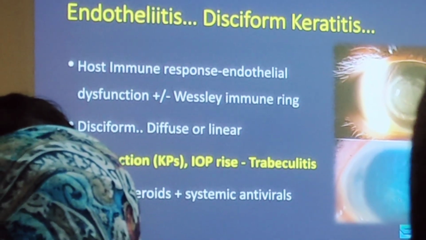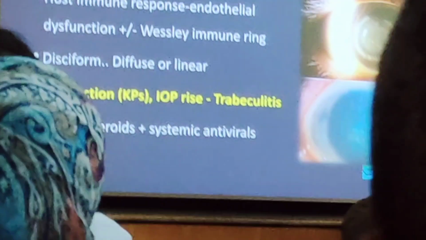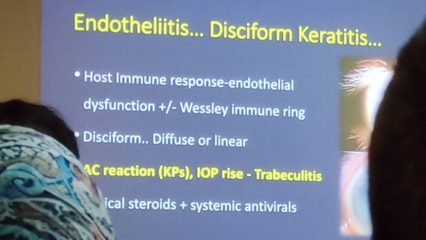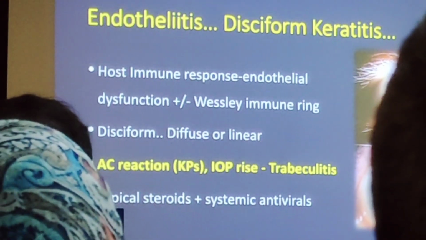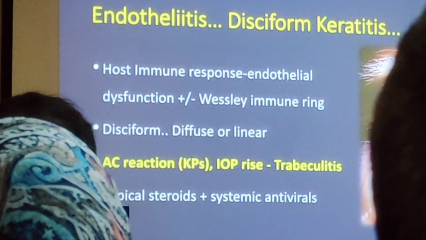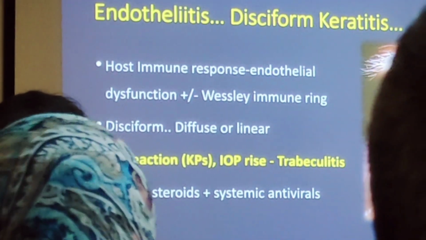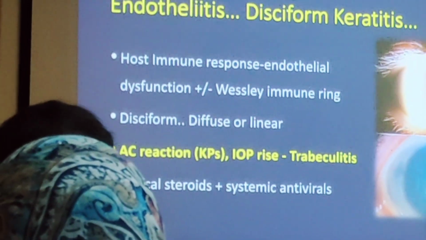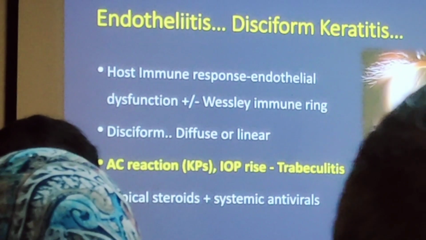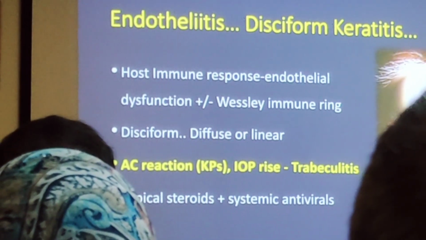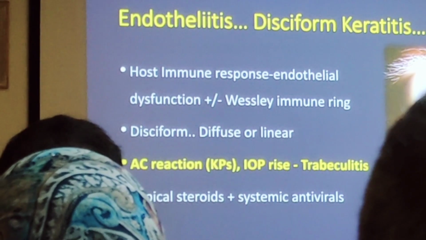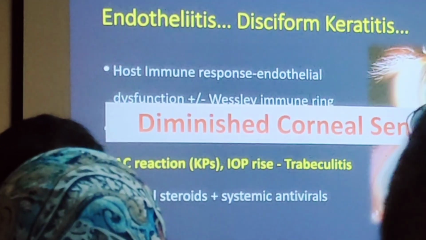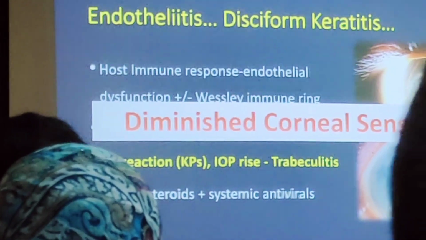The endotheliitis or disciform keratitis is also a host immune response at the level of the endothelium, resulting in endothelial dysfunction with or without the immune ring in the stroma. It's either diffuse or focal and linear, associated with anterior chamber reaction in the form of keratic precipitates, and intraocular pressure may be elevated due to associated trabeculitis. The treatment is by topical steroids with complete systemic acyclovir coverage, and corneal sensation will be affected.